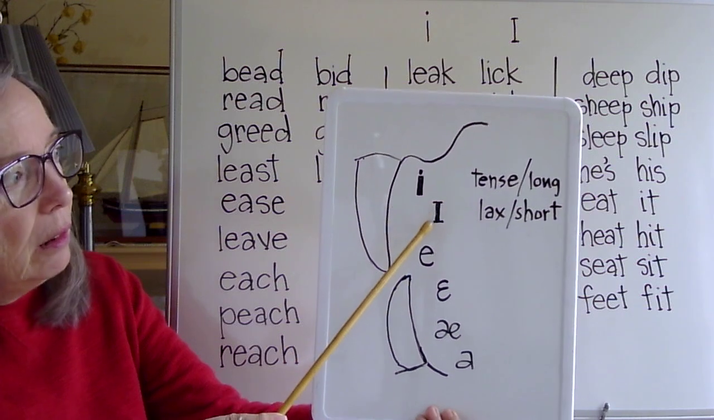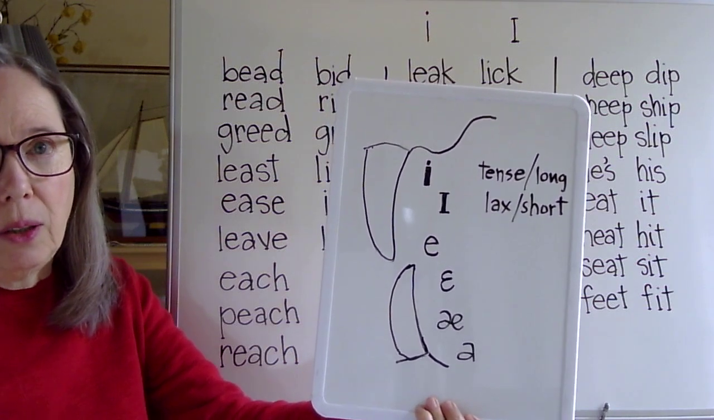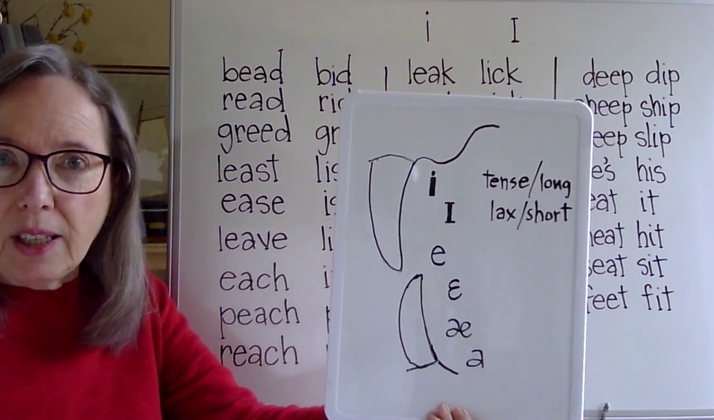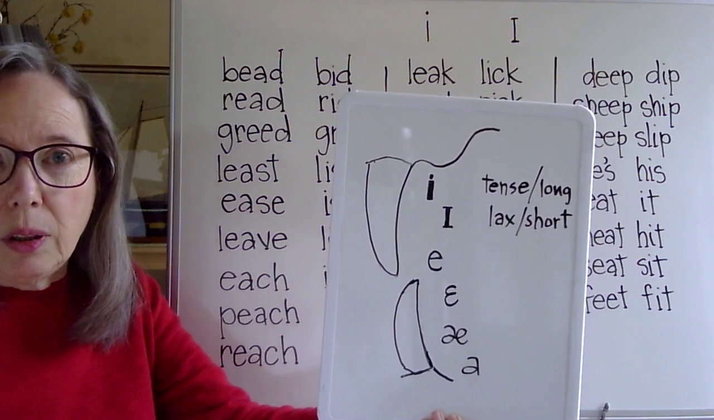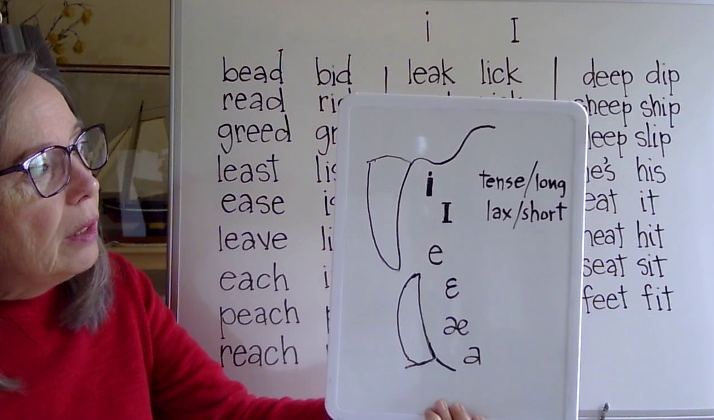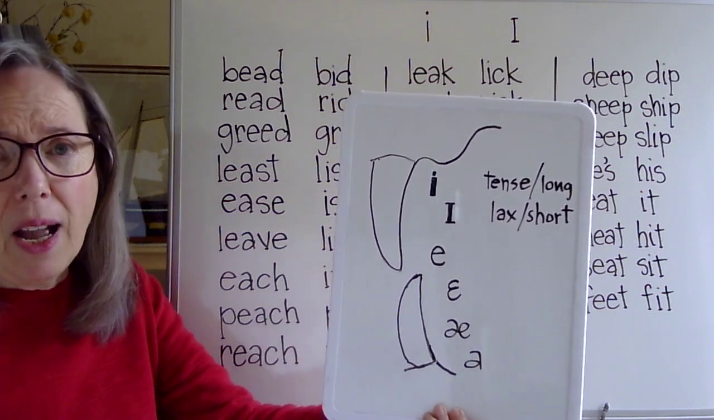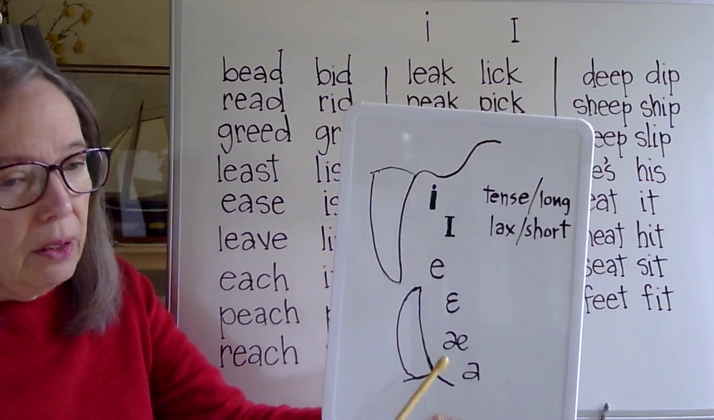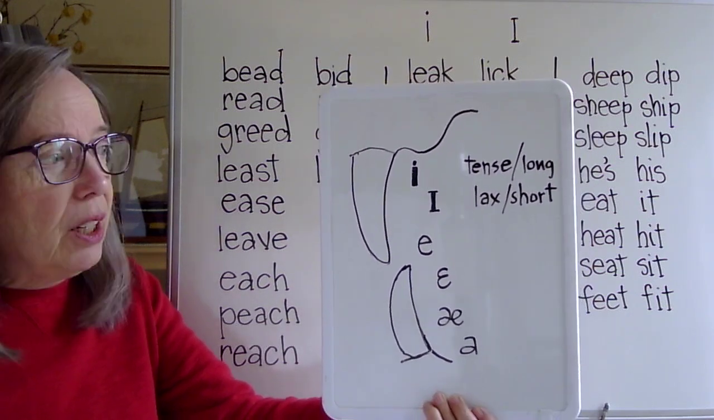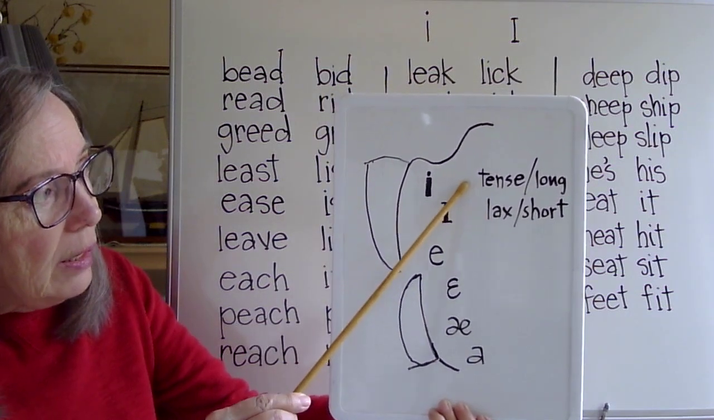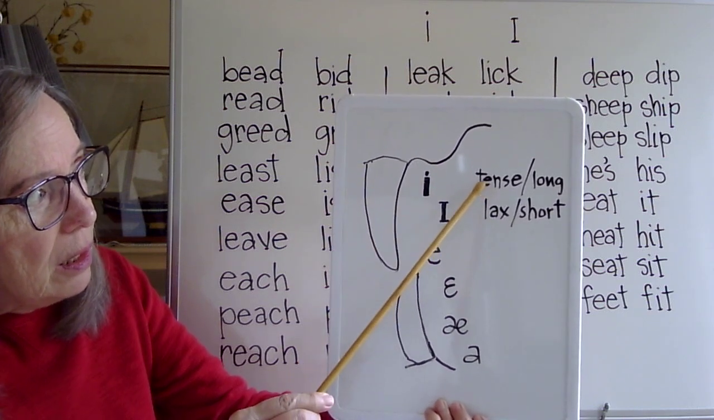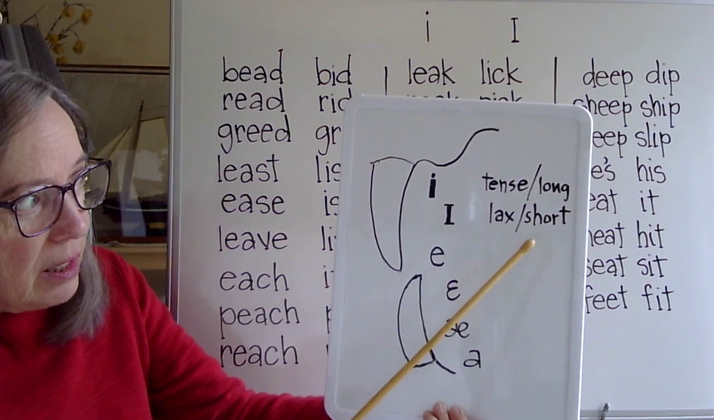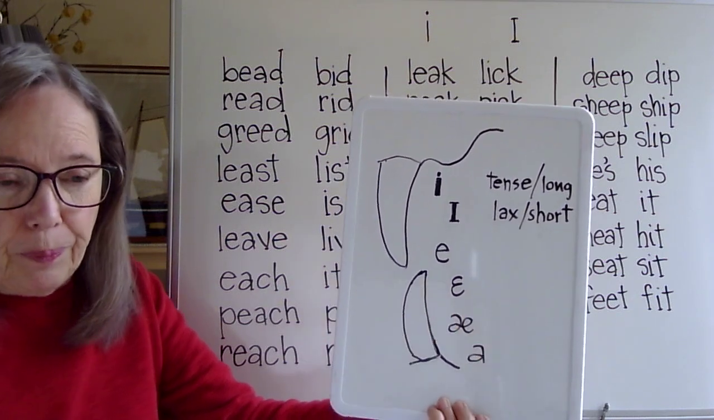Both E and I are front vowels, and that means that your tongue is more forward than in other vowels. And they're the two highest vowels, meaning your tongue is higher than in other vowels. The difference is that E is tense and long, and I is lax and short.